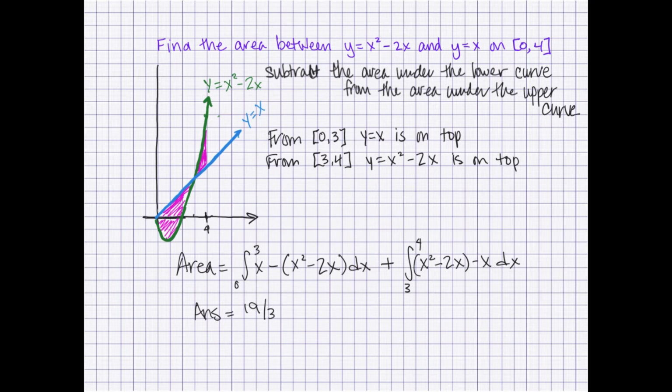So here's our more difficult example. We're looking to find the area between y equals x squared minus 2x and y equals x. And you do have to graph these just like you do when you find the area underneath the curve. So the green line is x squared minus 2x, and the blue one is y equals x, and it's really a smart move to label those like that.